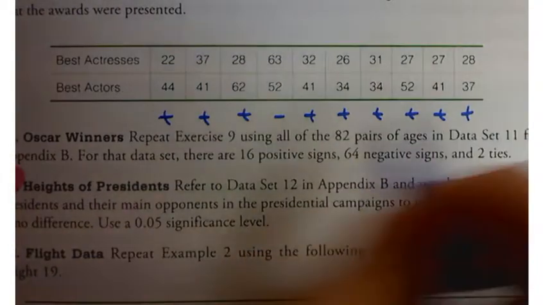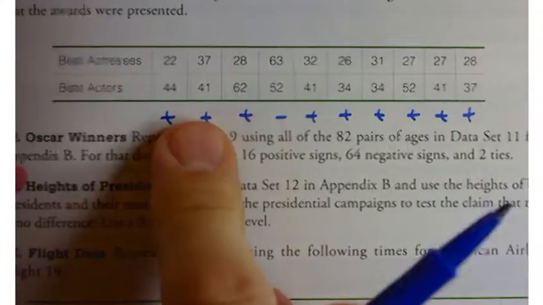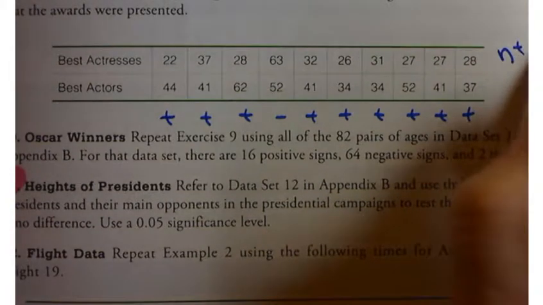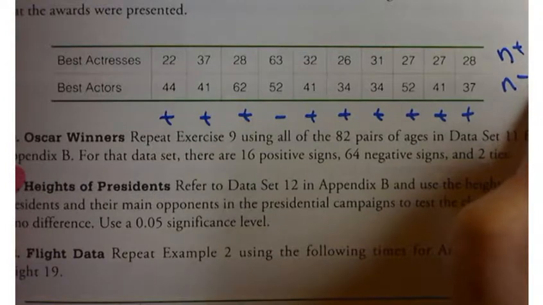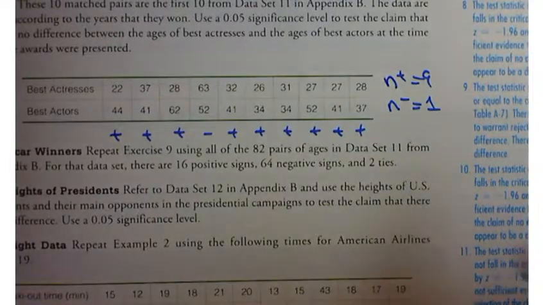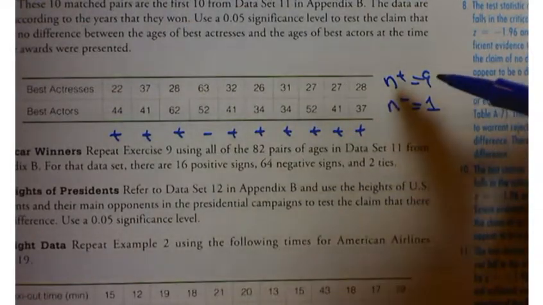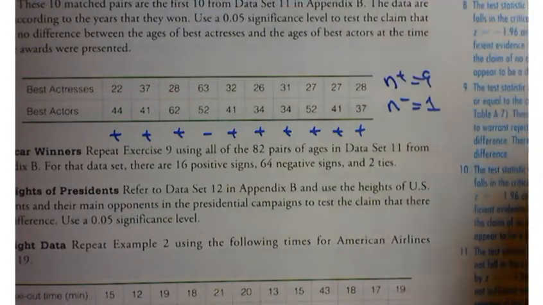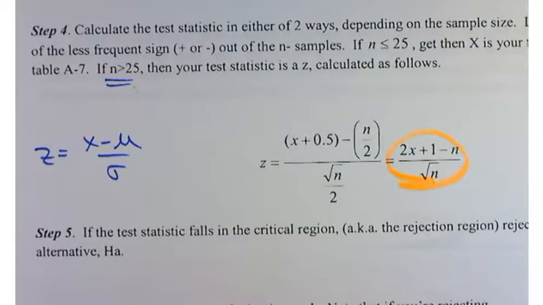Now, if you look at this, there's 10 pieces of data. We had 9 positive and 1 negative. The way you define that doesn't really make a difference. If you wanted to look at that in the other way and say, all right, well, we had 9 negative and 1 positive, it's still going to be an equivalent test. We're going to test the claim that actresses and actors come from a population with the same mean age.